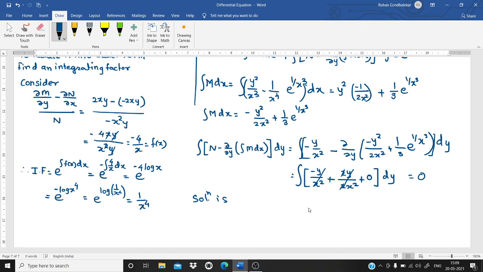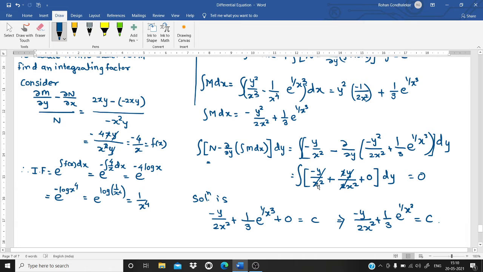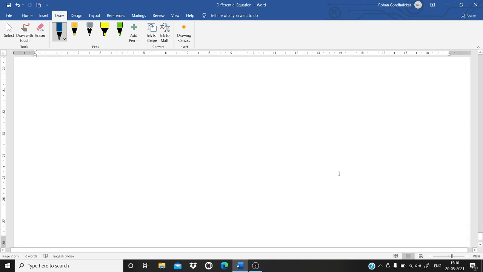Therefore, what is the solution? Integral M dx. What is the value of integral M dx? Minus y upon 2x square plus 1 upon 3 into e raised to 1 upon x cube, plus integral of N minus ∂/∂y of integral M dx. That value is 0, equal to 0. Hence our solution is minus y upon 2x square plus 1 upon 3 into e raised to 1 upon x cube, not x square, it's x cube, equal to c is the solution. I hope you are clear with this example. Fine, we'll go with another example.